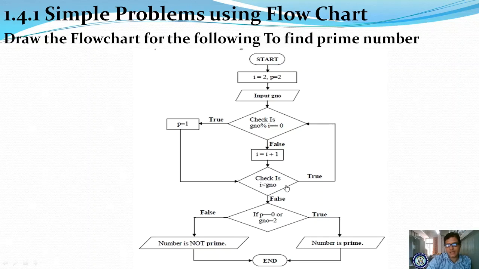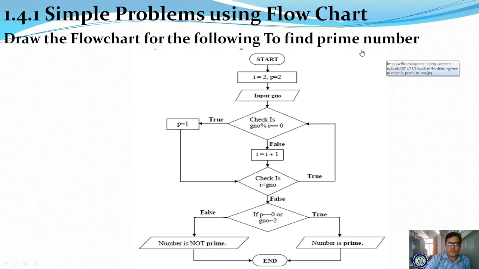less than 9. Condition false, it will come here and check if p equal to 0 or G number equal to 2. No, p value is 1, G number is not 2. Got it? So the condition is false, hence it will print number is not prime.